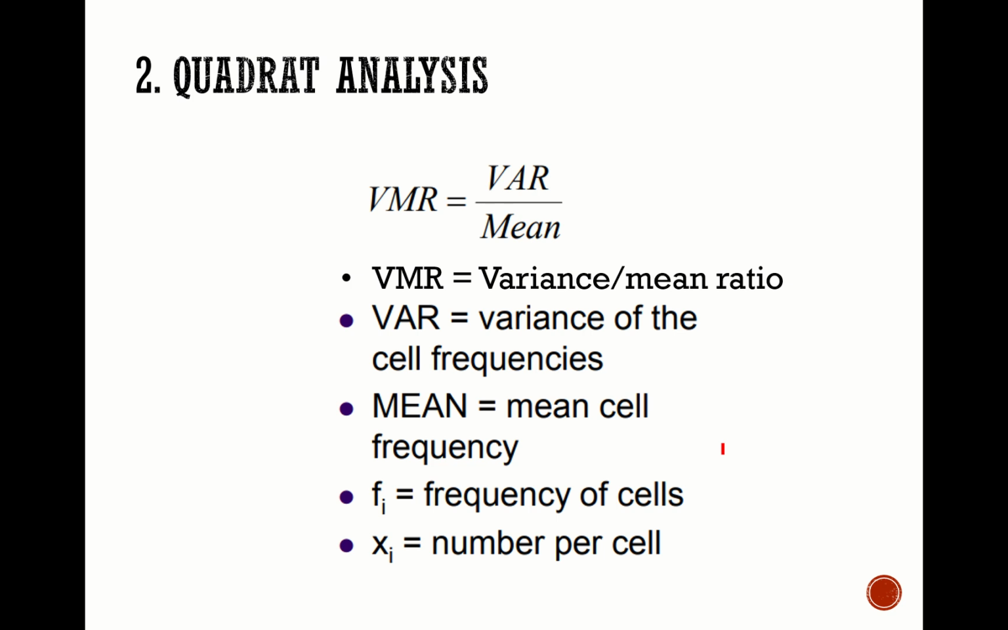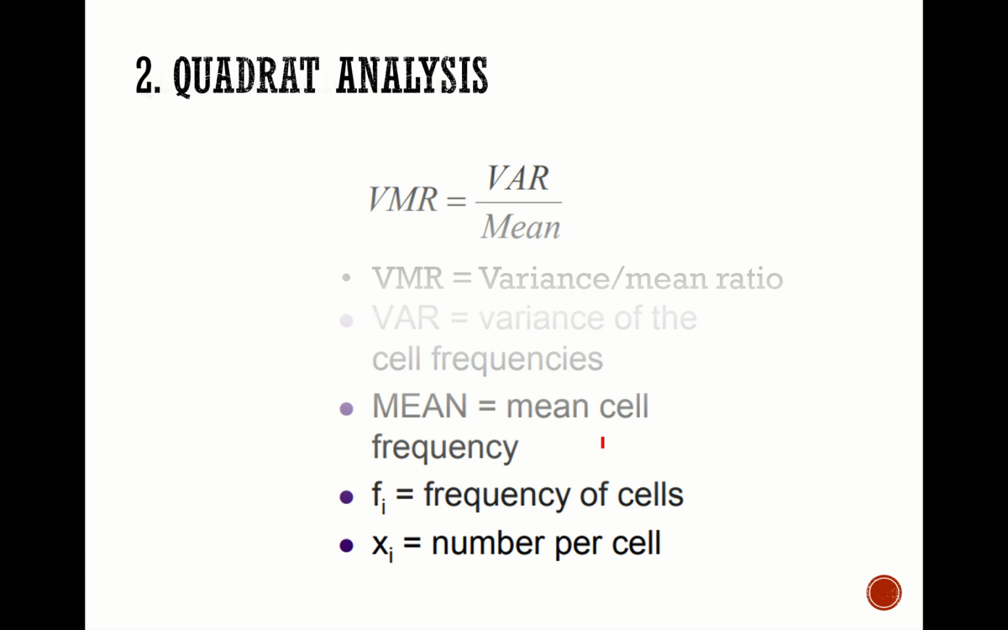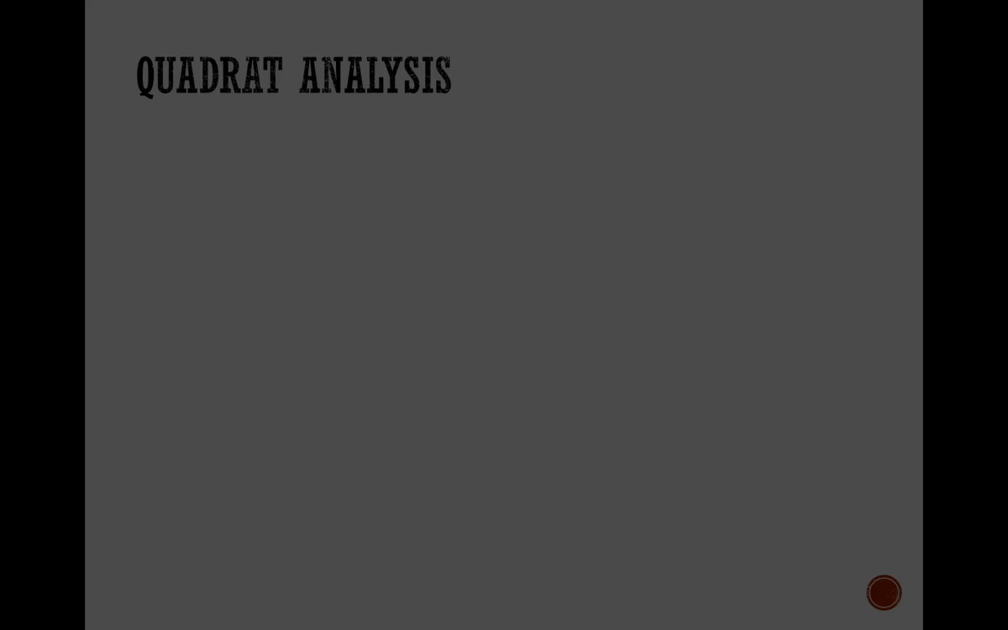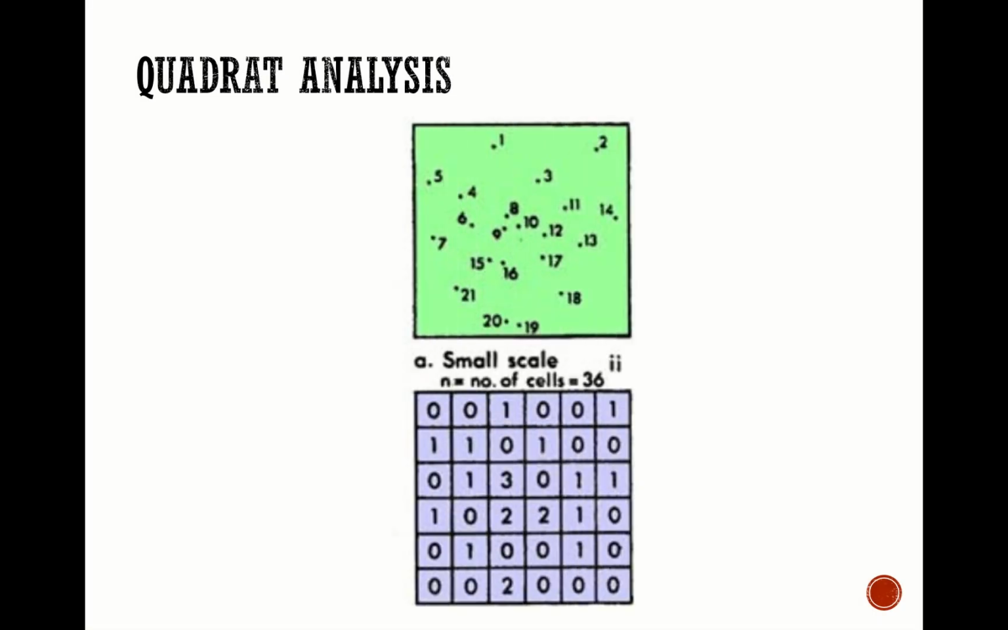So to calculate the variance to mean ratio, we basically take the variance of the cell frequencies at the top here divided by the mean cell frequency itself. Then we can take the number of points and the number of cells here, and we can plug those into this equation here. Don't worry about the equation, but this is basically how we get at calculating the variance. It's like the coefficient of variation.